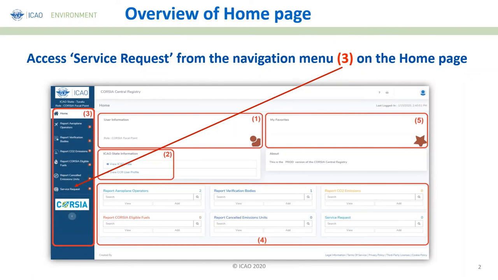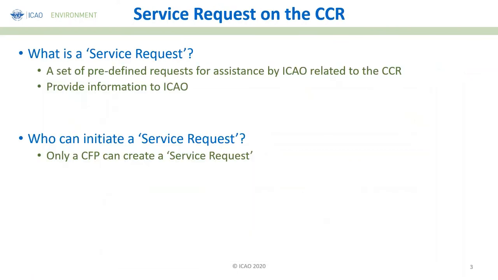This is only visible to you when you are a CORSIA focal point. If you're a state user, you won't even have an option, so you don't need to worry about submitting a service request. It has to come from the CORSIA focal point only, because we don't want to have communication mistakes or confusion. So it's only visible and active for the CORSIA focal point.